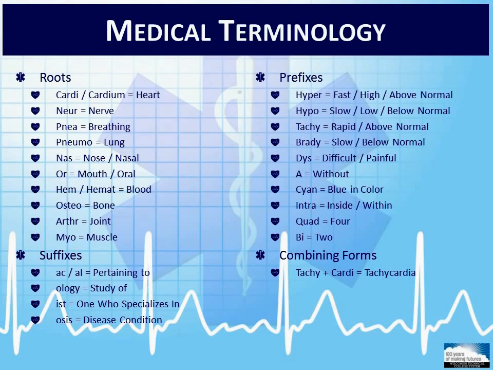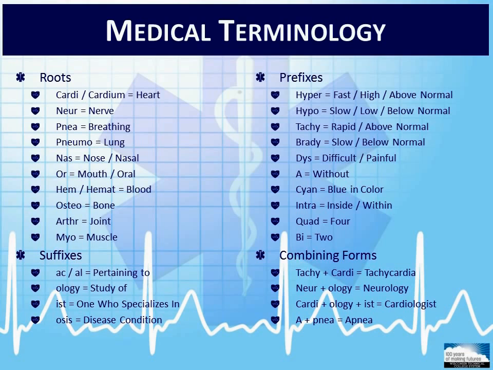For instance, adding tachy to cardi forms the word tachycardia, meaning a fast heart rate. Neur plus ology is neurology, the study of nerves and the neurological system. Cardi plus ology and ist is cardiologist, one who specializes in the study of the heart. A is without and nia is breathing. Combine the two and you get apnea, or the absence of breathing. Similarly, dis plus nia is dyspnea, which means difficulty breathing.